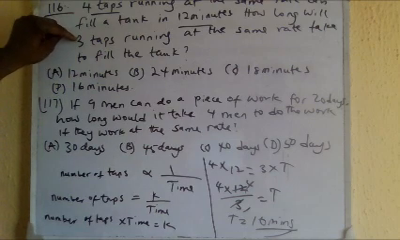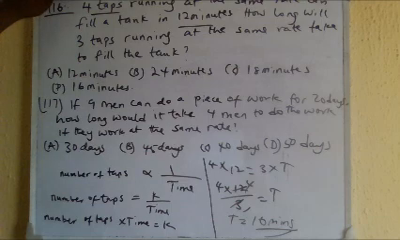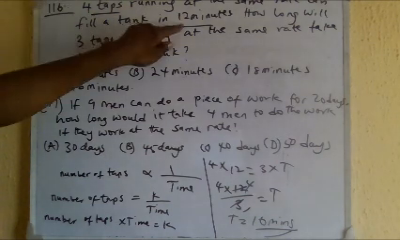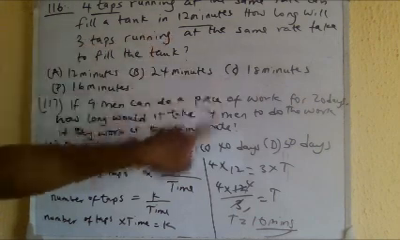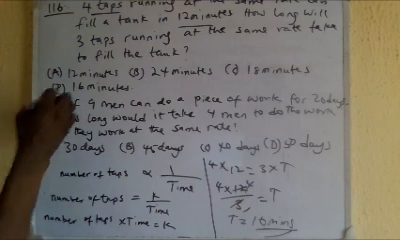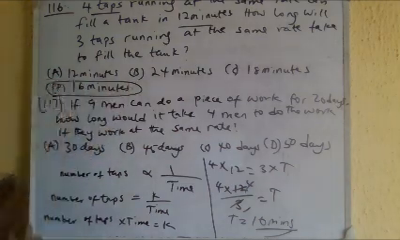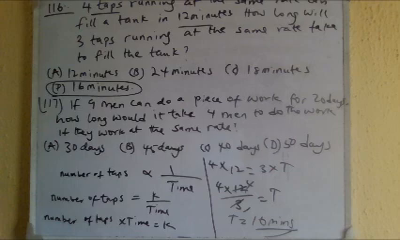So as 4 taps will do 12 minutes, then 3 taps, which is fewer than the 4 taps, will take a longer time, which is 16 minutes. 16 minutes is D. This is the answer for that number 116. So 117.